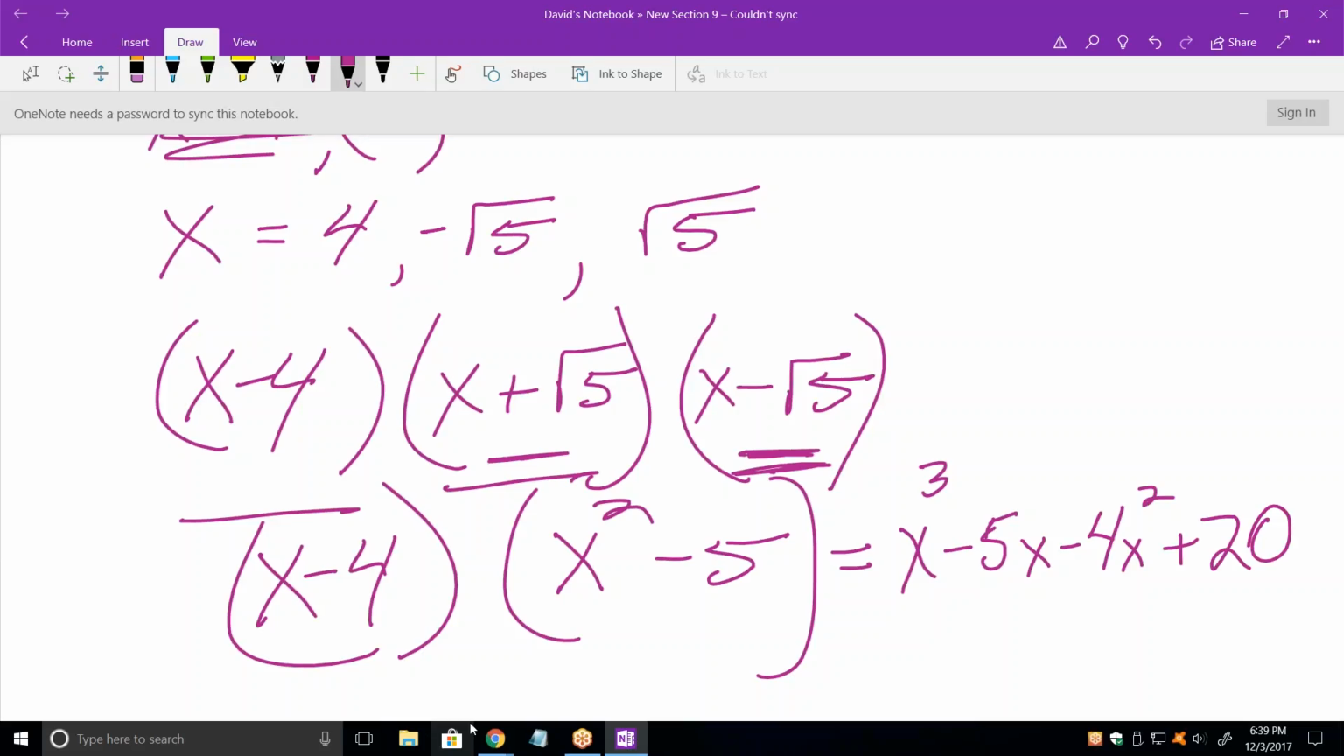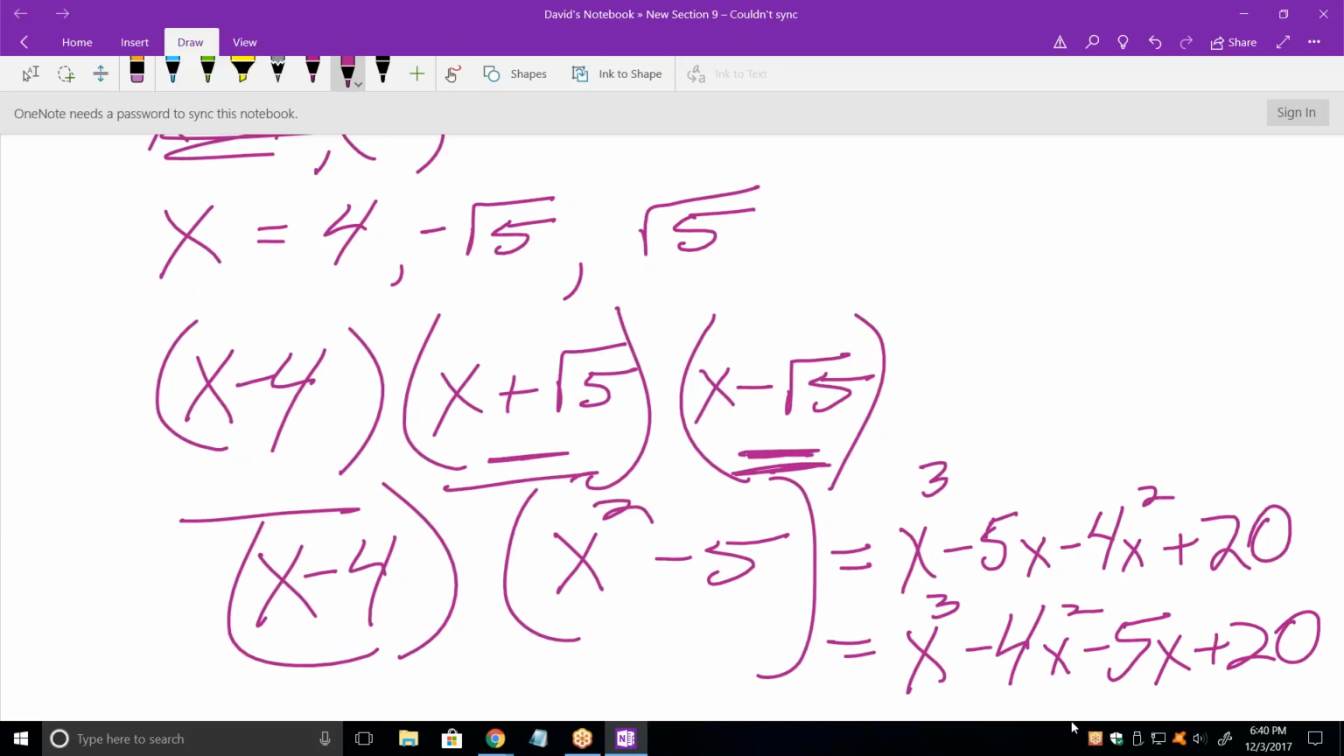Now notice you can't combine anything. But what should we do? That's not really a proper answer. We put it in order of the powers of x. So x cubed minus 4x squared minus 5x plus 20. You got it. All right.